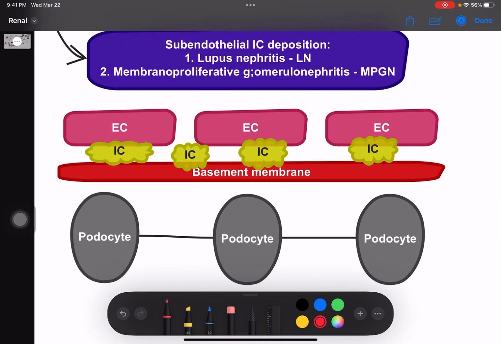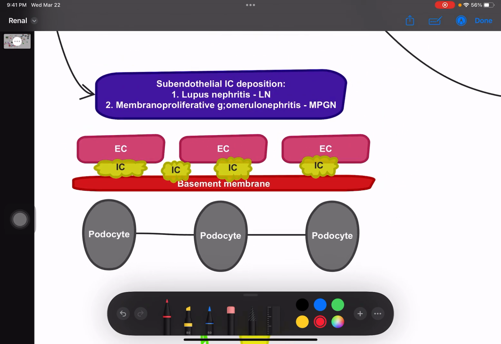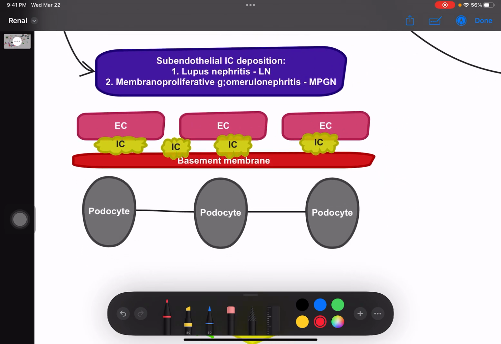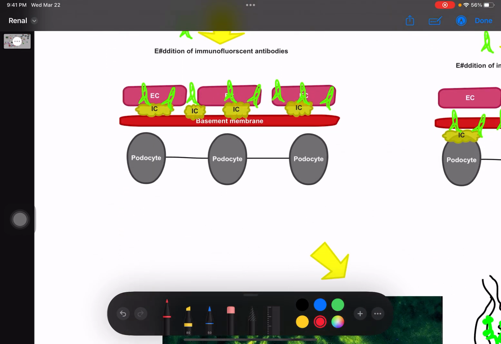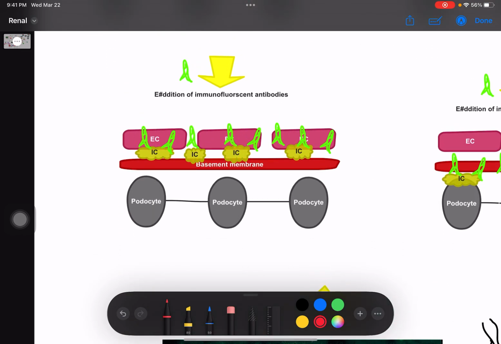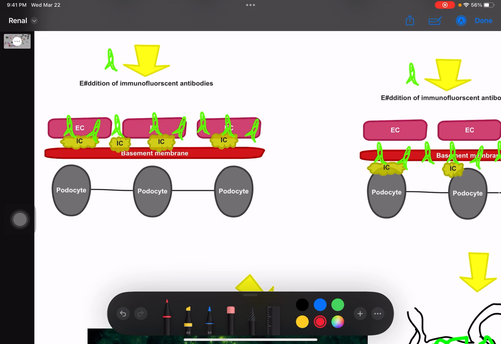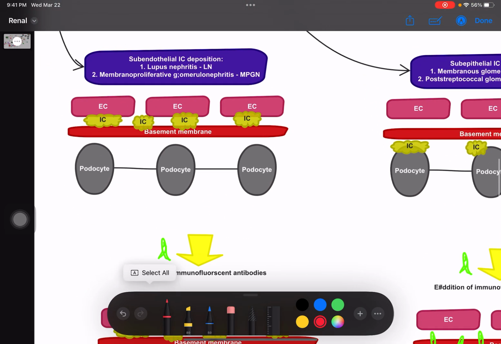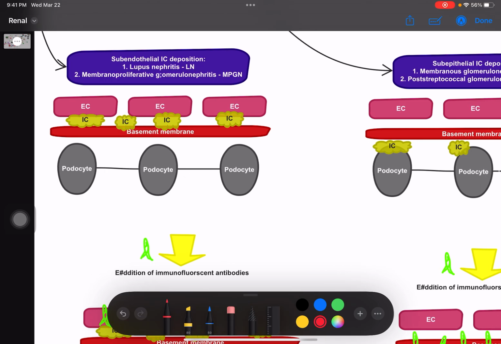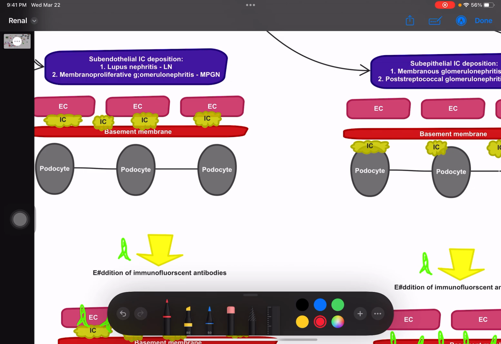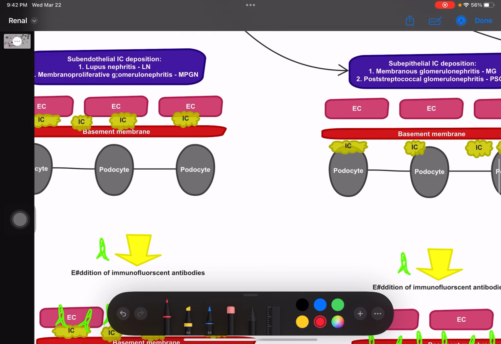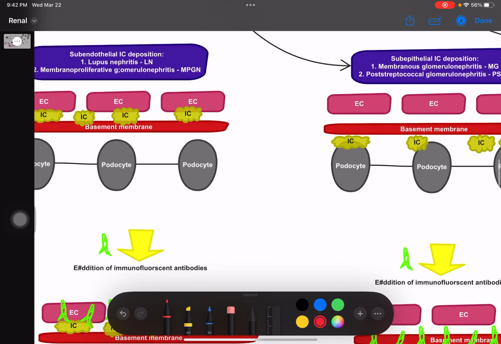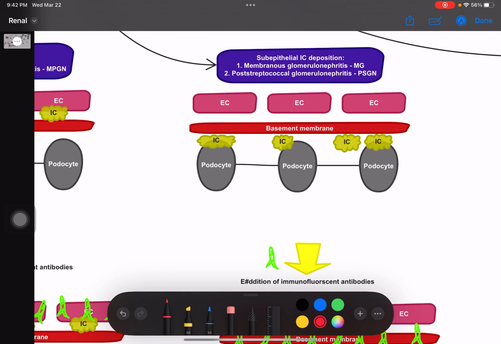Examples are lupus nephritis and membranoproliferative glomerulonephritis, right? And you can see here, this is the fluorescent antibody. So the important thing to remember here is that the immune complexes are deposited below the endothelium. So subendothelial immune complex deposition: lupus nephritis and membranoproliferative glomerulonephritis.